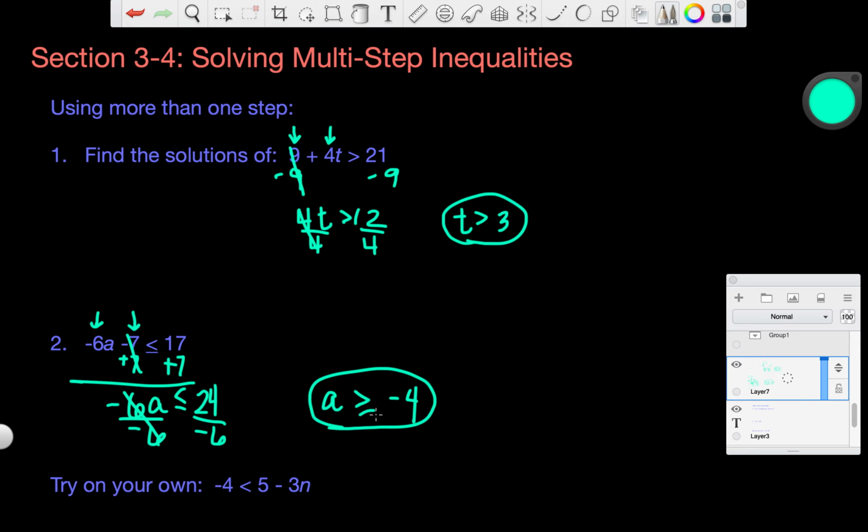So, this last problem I want you guys to try on your own. If you do not like the way that it's written, you can rewrite it as this. 5 minus 3n is greater than negative 4. So if you like that better, they're the same thing. It's just I flipped everything to the other side.